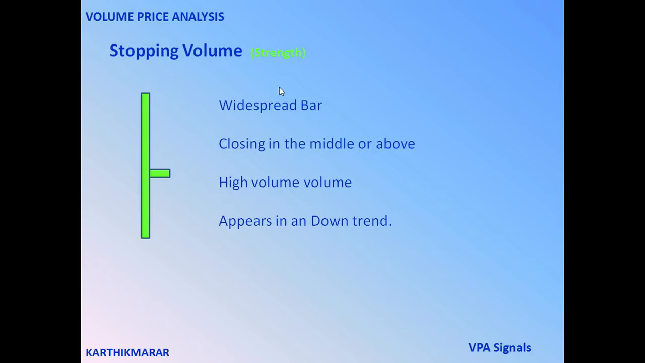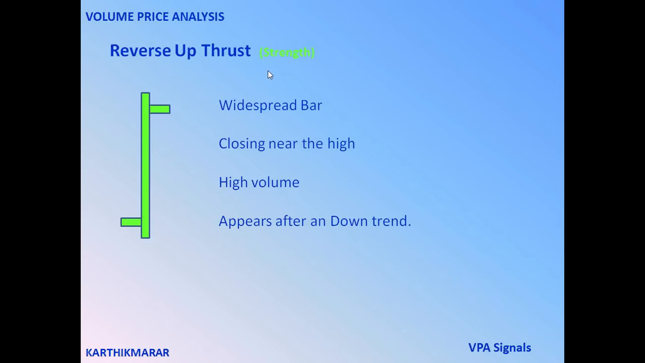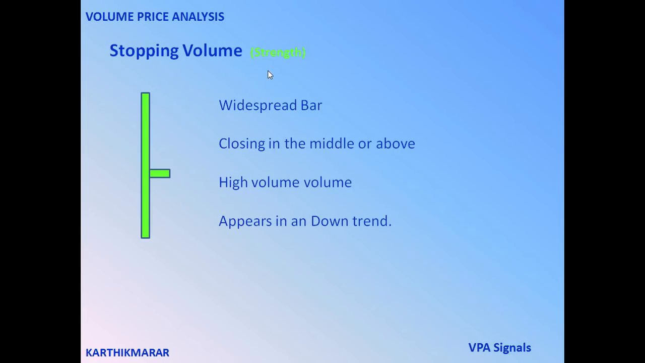But again, it always needs confirmation, as the next bar can change things. So let's come back to the indications of strength. The most common and most important one is the stopping volume. When the stock is going down, or towards the end of the markdown phase, you will find widespread bars, high volume bars, but they are closing in the middle.